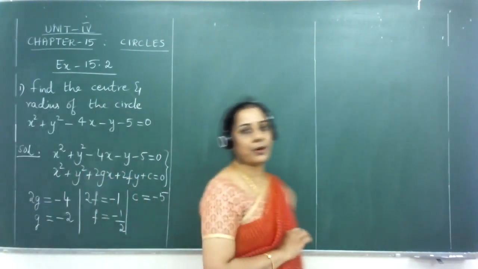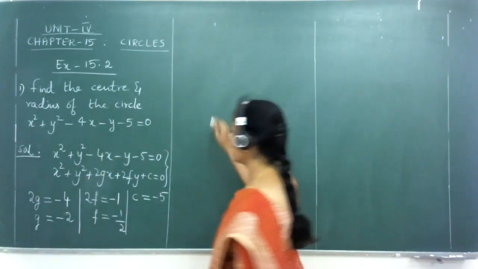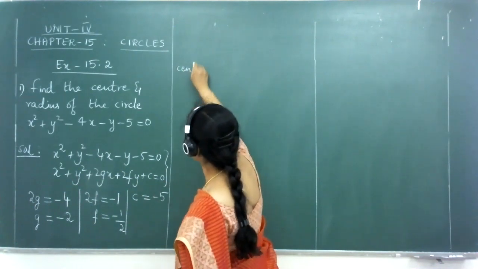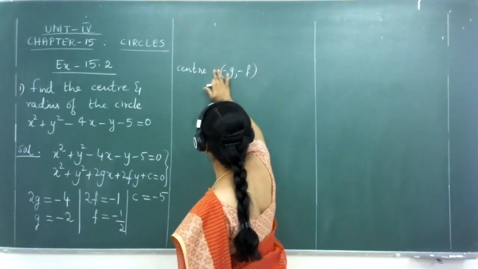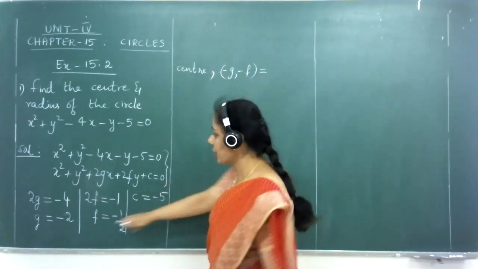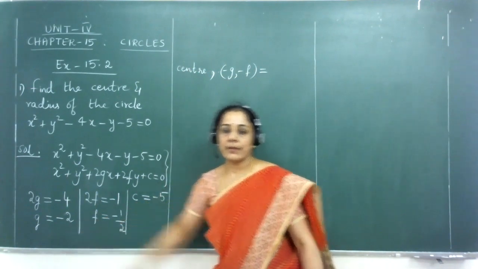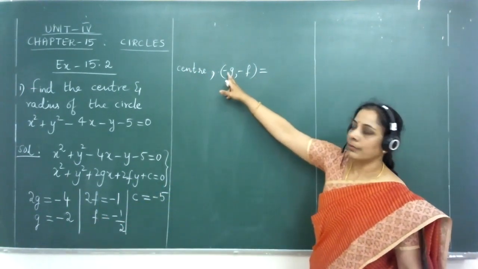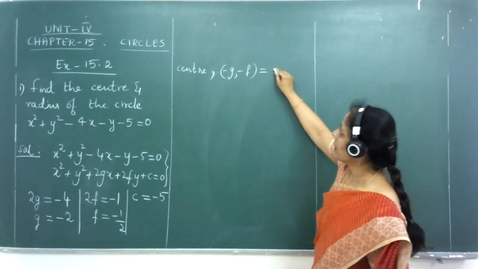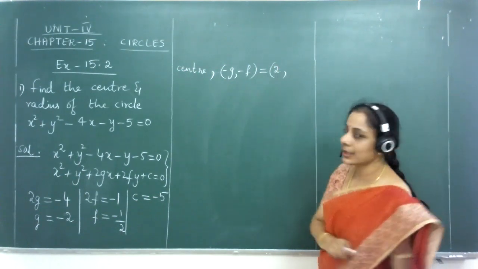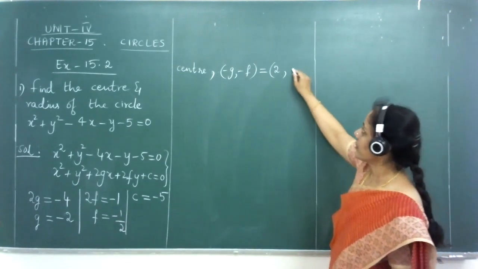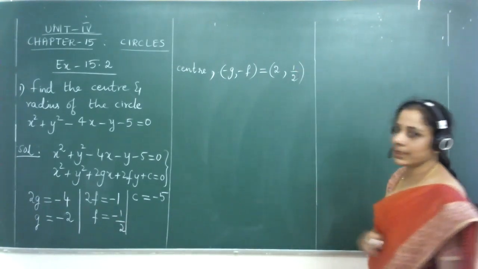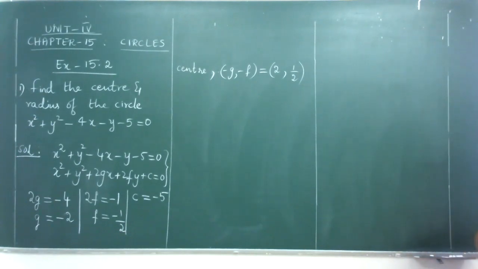Now we shall use the formulae that we have learnt in the previous session. What is the center of the circle? The center formula is minus g comma minus f, and here we have g equal to minus 2. When g is equal to minus 2, what happens to minus g? You get minus of minus 2, which changes to plus 2. Similarly, f is minus half, so minus f will change to plus half. You have the center coordinates then as 2 comma 1 by 2.